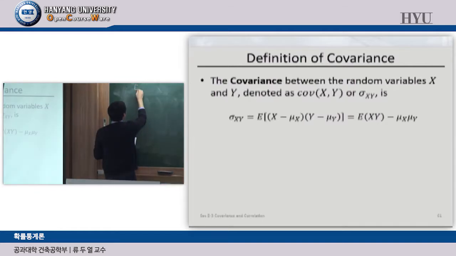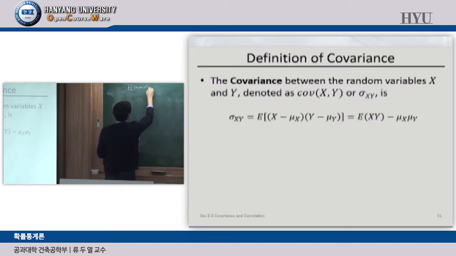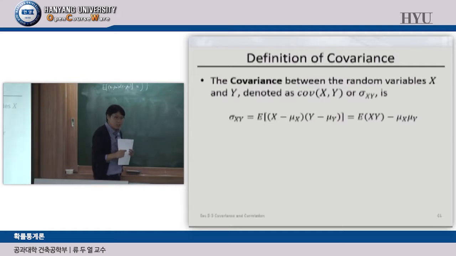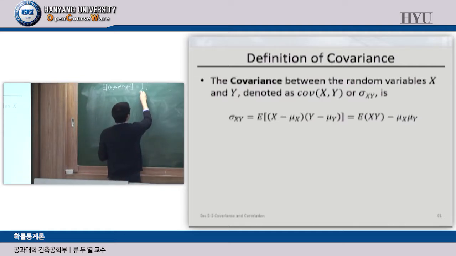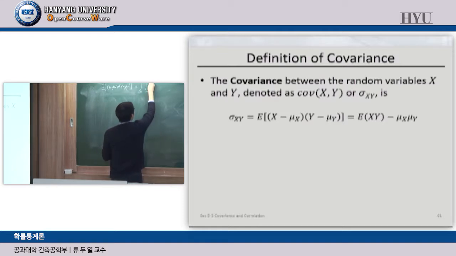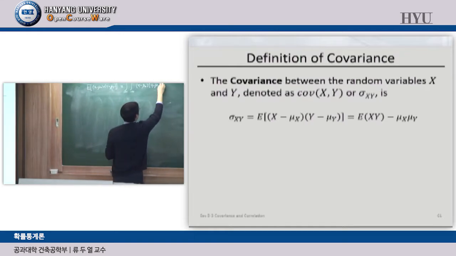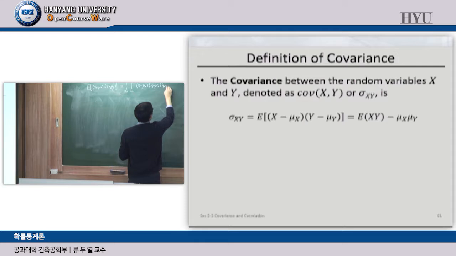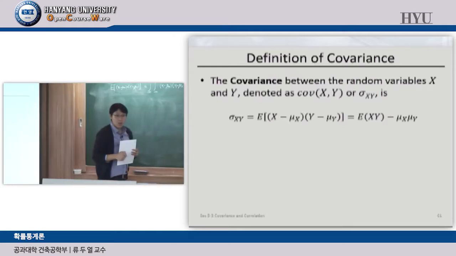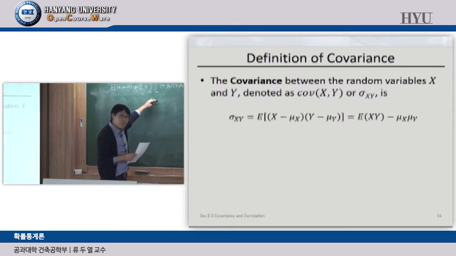So the mean of (x minus mu x) by (y minus mu y) is equal to the double integration, for the case of the continuous random variable, from minus infinity to infinity, of (x minus mu x) by (y minus mu y) by f xy dx dy. This is the definition, right?